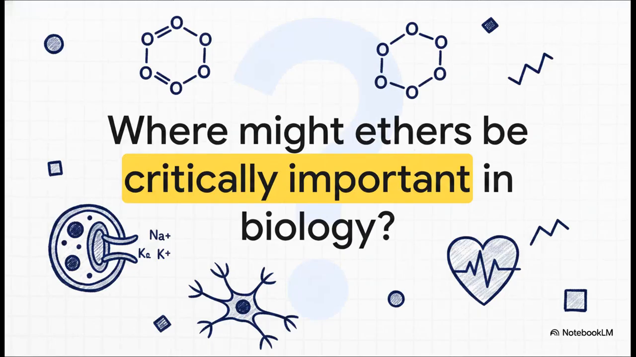And that leaves us with a final thought to chew on. We saw how those crown ethers can trap ions like sodium and potassium. So where in biology, where those exact ions are absolutely crucial for things like, say, nerve impulses, where might that ability be a total game changer? It's a pretty fascinating link between simple chemistry and complex life.